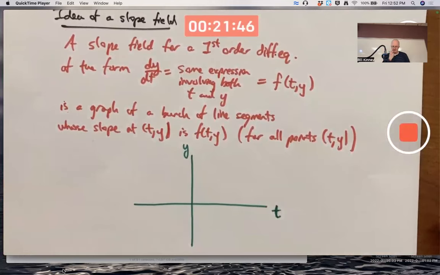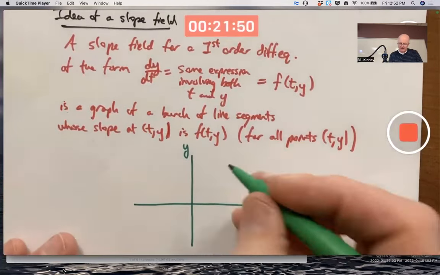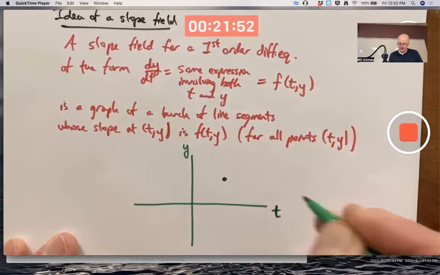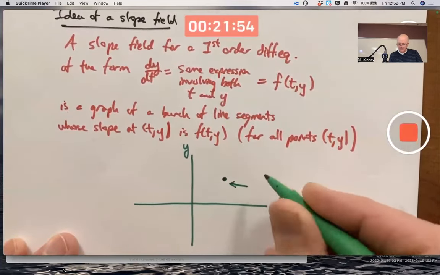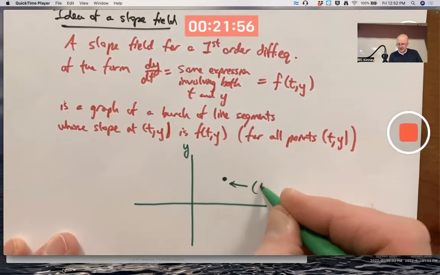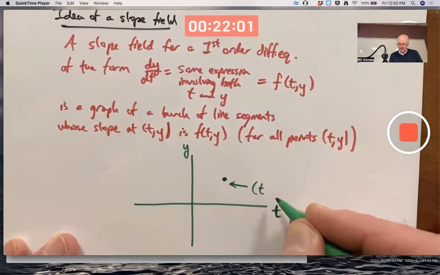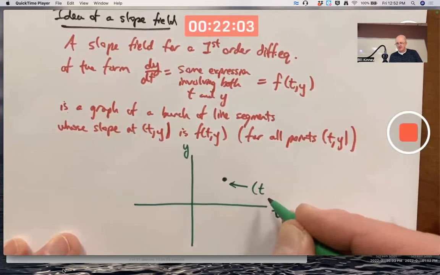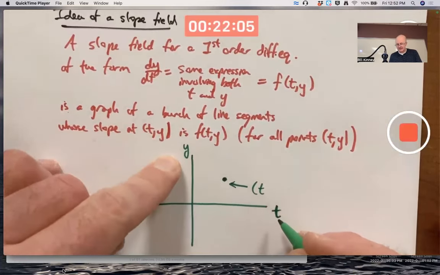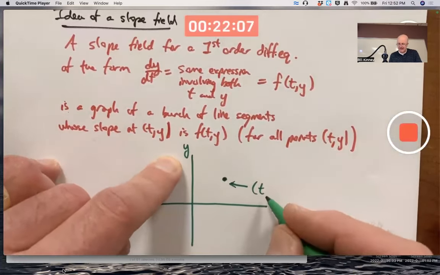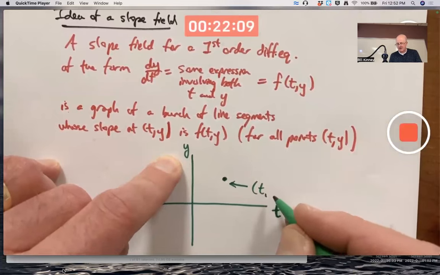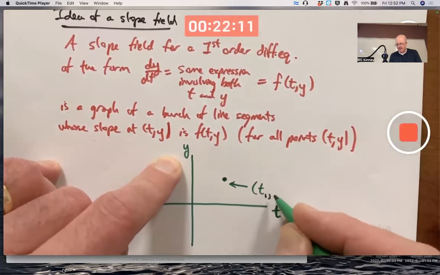So there's my plane. At any given point, say right here, whose coordinates are known, I could call those coordinates just a plain t and a plain y. Maybe that would be a little confusing because t and y are the labels for the axes, are variables. Maybe to emphasize it's a given point, I might call it t sub 1 comma y sub 1.